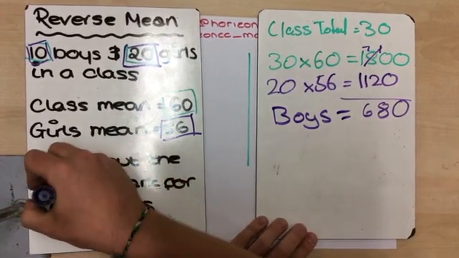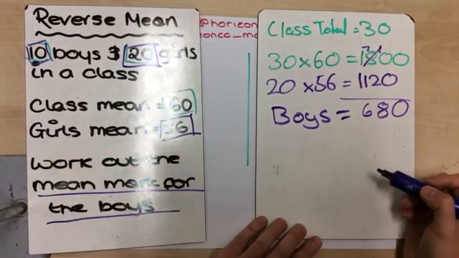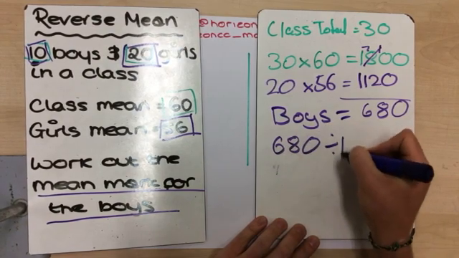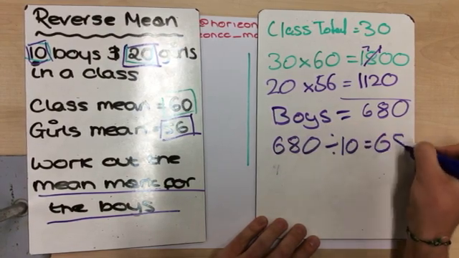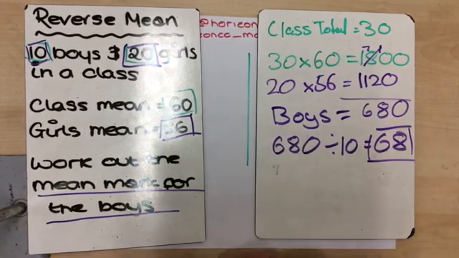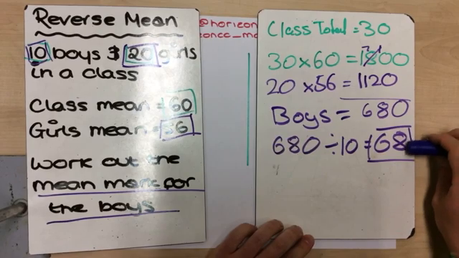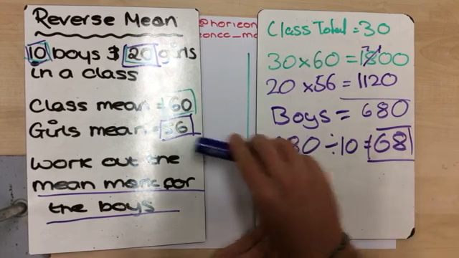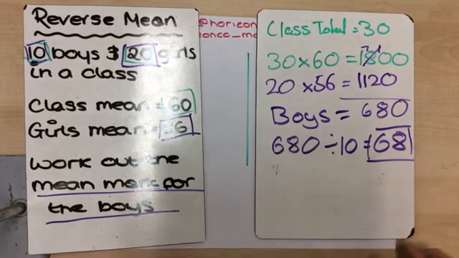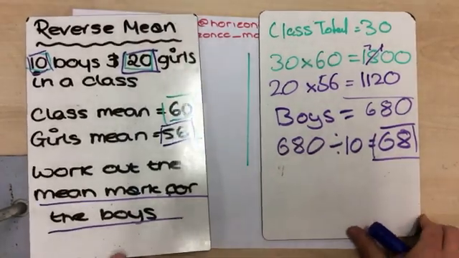I've got 10 boys, so the mean mark for the boys, which is what I was being asked about, is 680 divided by the 10 boys, leaving me with 68. One thing I'll generally check is whether 68 is a sensible answer. I've got 68 for the boys, there were fewer boys, 56 for the girls, there were more, and 60, thankfully, is between those two, so it is a sensible answer.